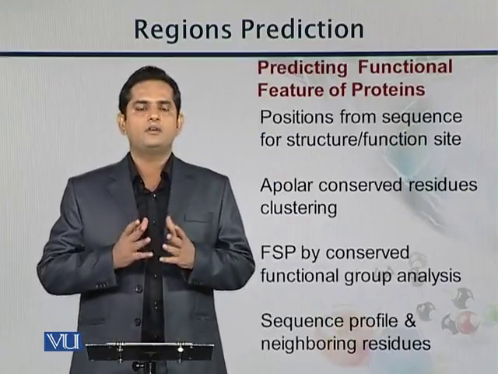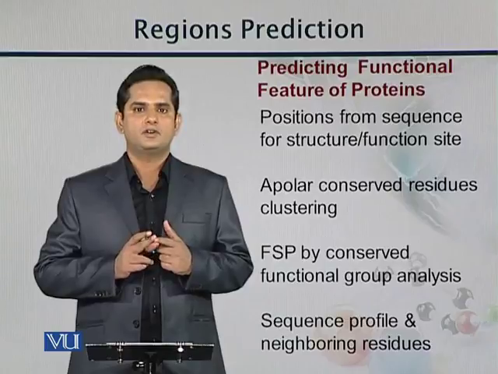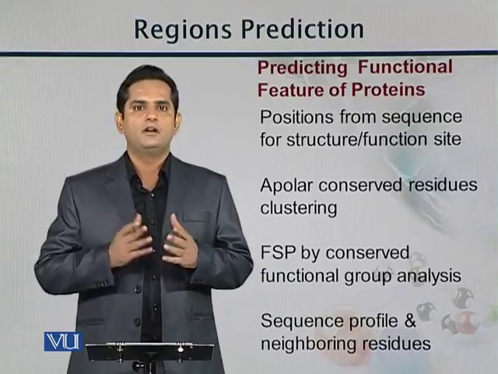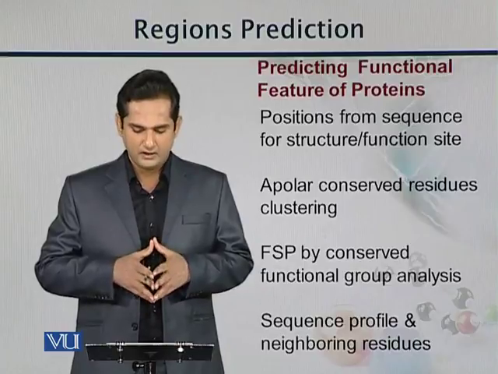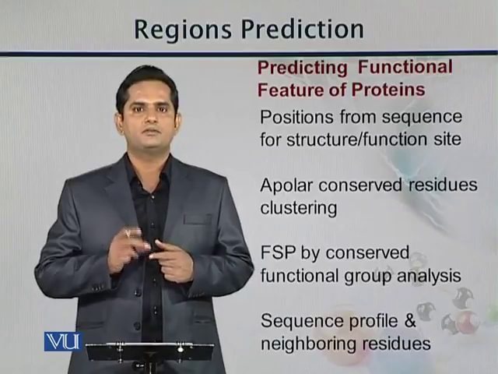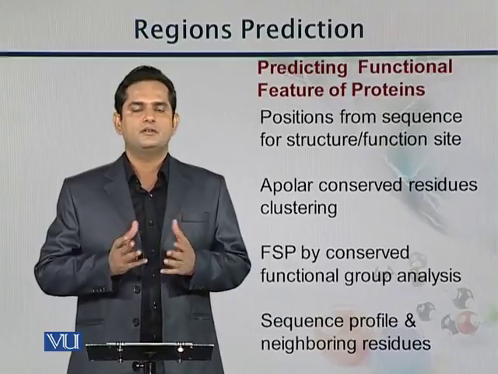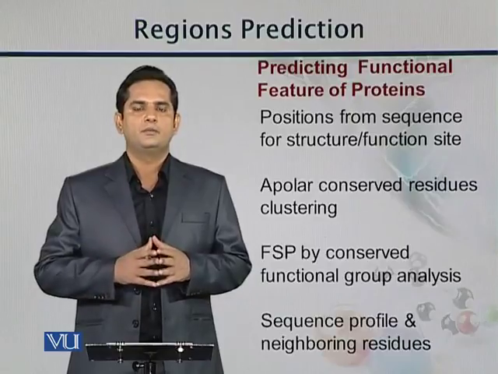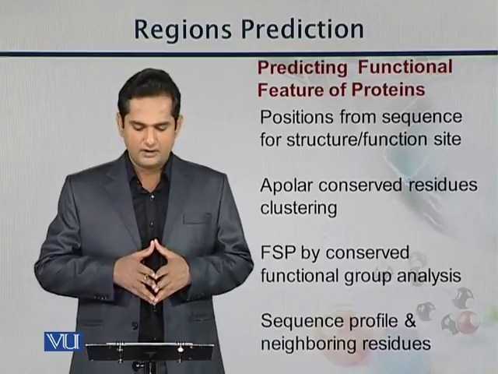Then, as we have already said, for a protein structure we have two things. One is structure information and the other one is functional information. Now, how can we predict functional regions or functional attributes of a protein structure? There are four different methods available for this. Number one is based on the sequence itself. Based on the sequence structure provided in our macromolecule, we try to guess the functional information about that structure. The other one is apolar conserved residues clustering.